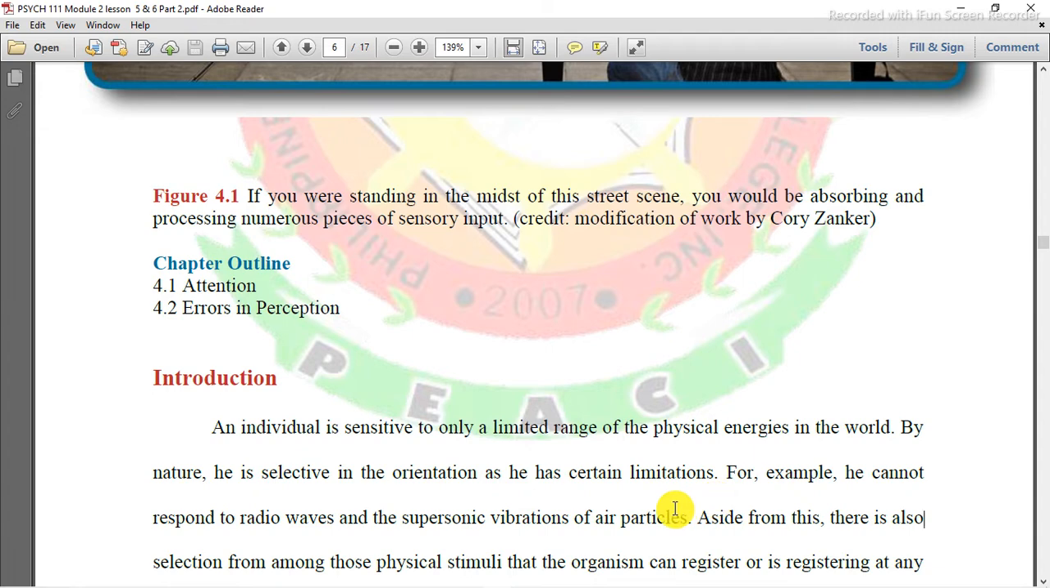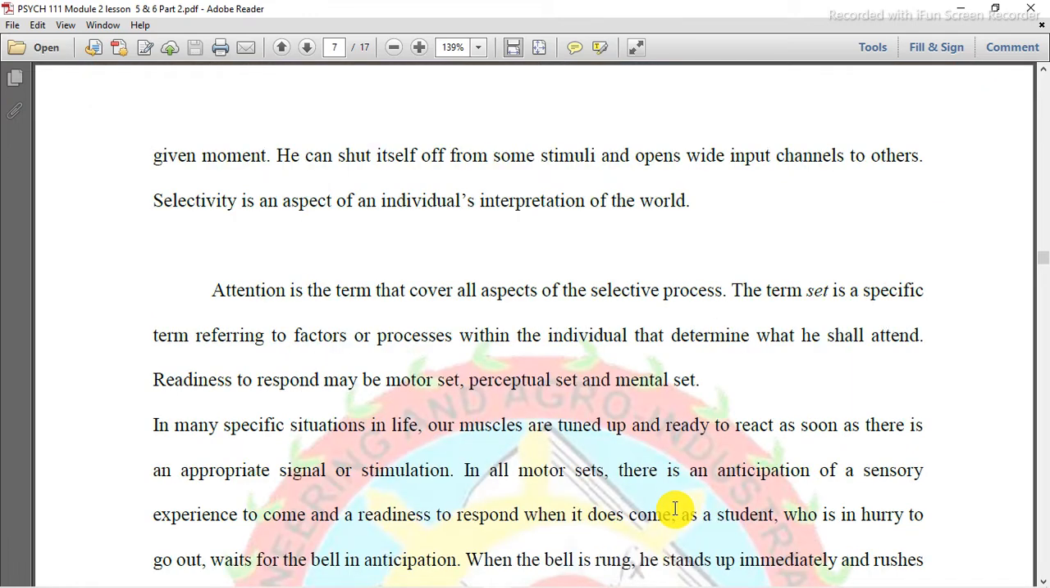So especially in attention. Attention is the term that covers all aspects of the selective process. Okay? The term set is a specific term referring to factors of processing within the individual that determine what he shall attend to. Readiness to respond may be motor set, perceptual set, or mental set. So accordingly dito, pag gumagawa yung isang tao, there is indeed a readiness aspect talaga. Nare-ready ka na. Okay, naisip mo na gawin mo yon, motor set ba yan? Perceptual set, no? Specific factors processed in the individual, or even a mental set.